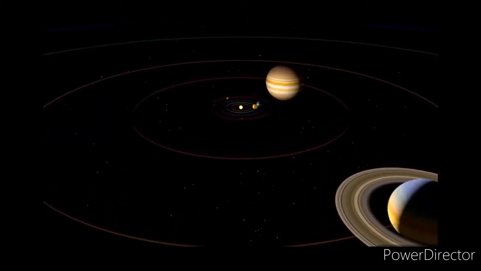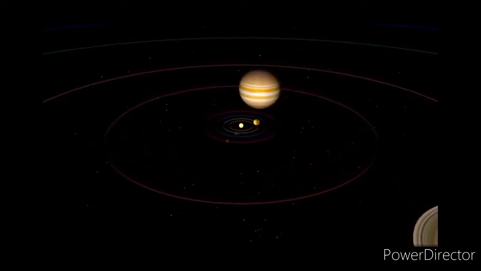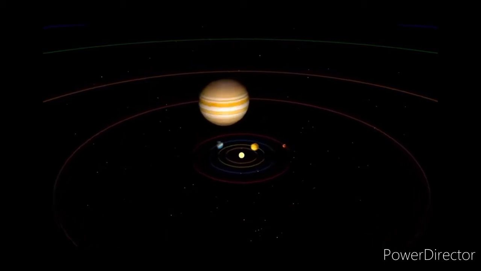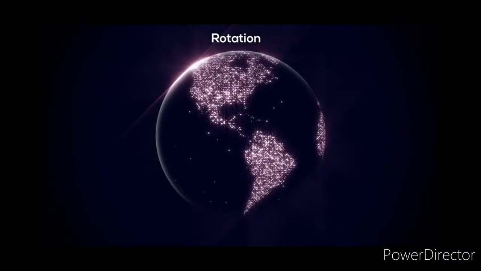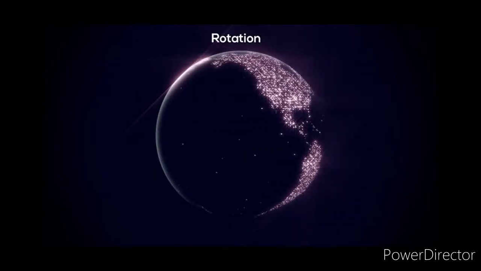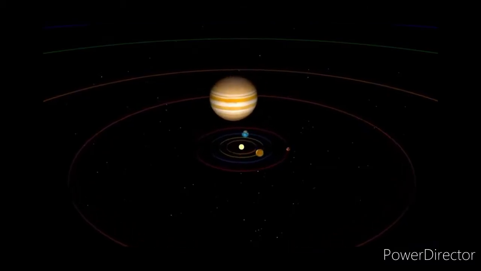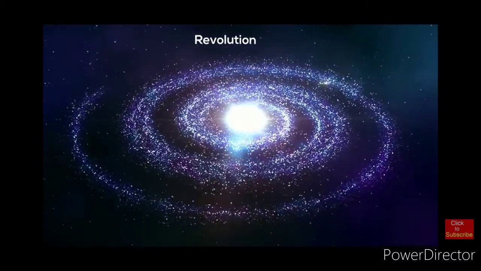So let's know the important movement or motion of the earth and the other planets. All the planets perform two types of motions. The first movement or motion of the earth and other planets is rotation. The earth and all the other planets rotate on their axis. The another movement or motion of the earth is revolution.